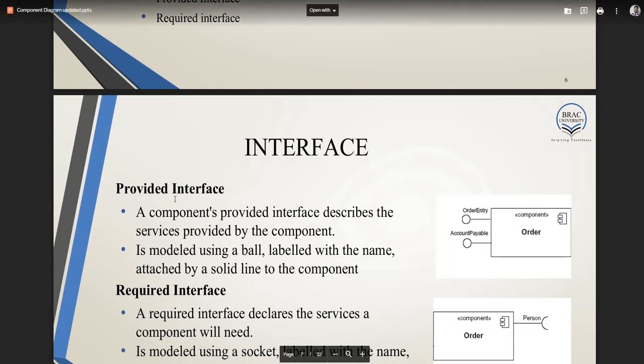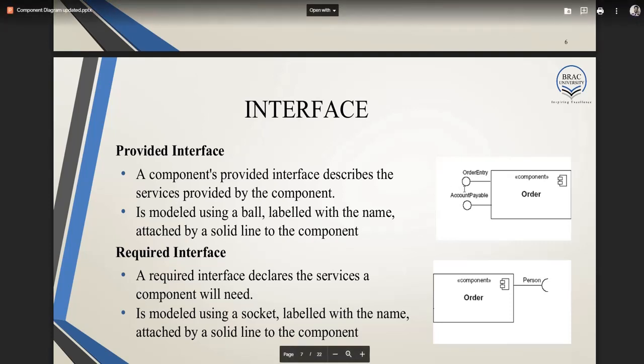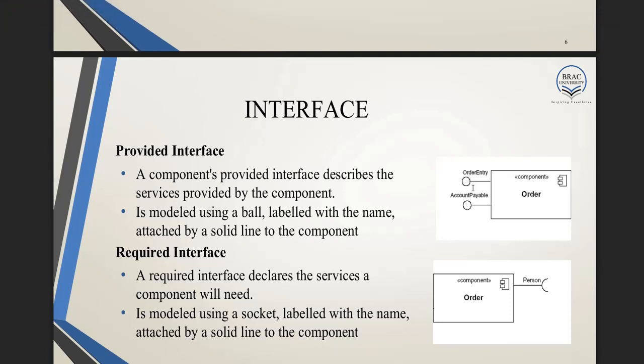As the name suggests, the provided interface provides a set of services or operations to other components. This means that a component produces some outputs based on its internal implementation or functionalities defined for that component, and it is modeled using a ball labeled with the name, attached by a solid line to the component. This is the representation over here. This is the provided interface part, where this is the ball notation.